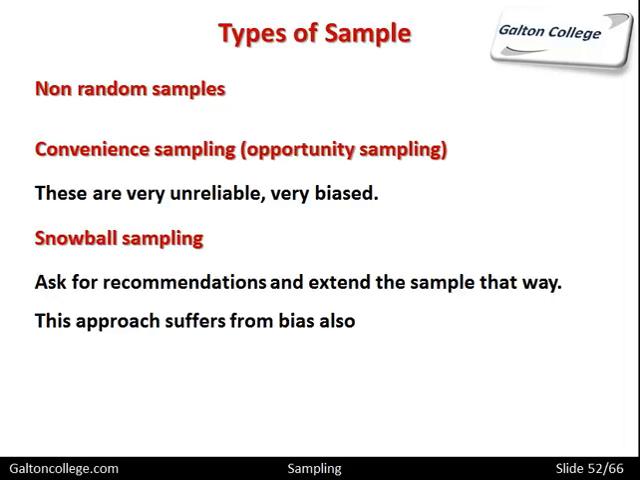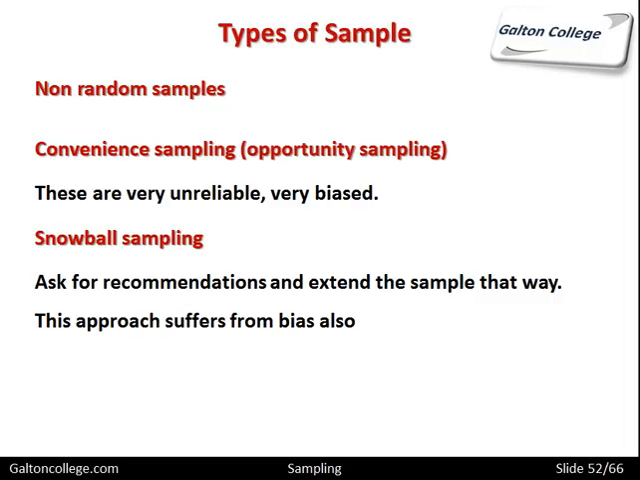Simply ask recommendations and extend the sample that way. It also suffers from bias. So snowball sampling could be, I'll ask my friend, and then I ask my friend if he or she has got some friends, and would they be willing to help me? And if yes, then I go and ask them. Then I ask them, have they got some friends, and could they help me? And so on and so on. So it's like a snowball getting bigger in the snow as you roll it.